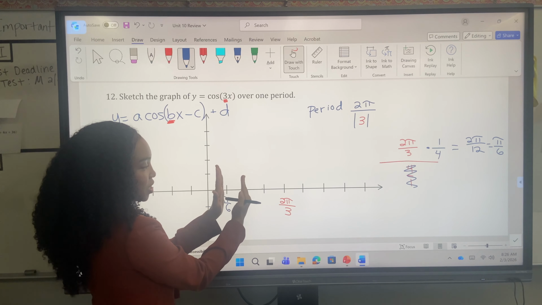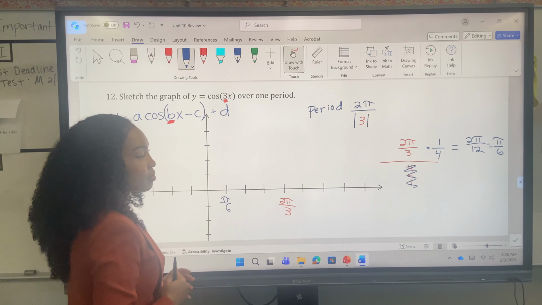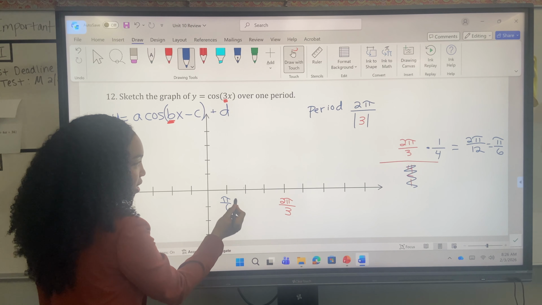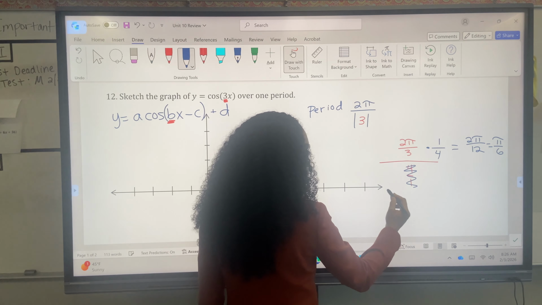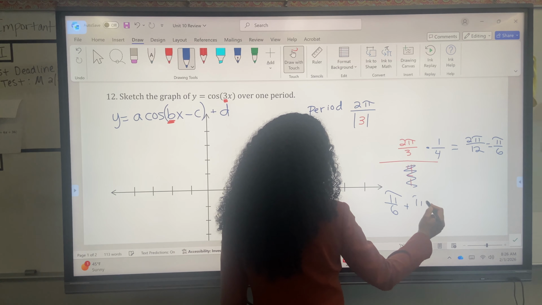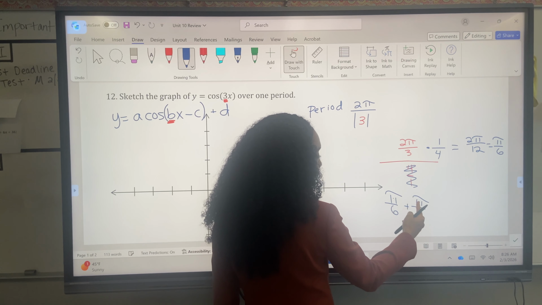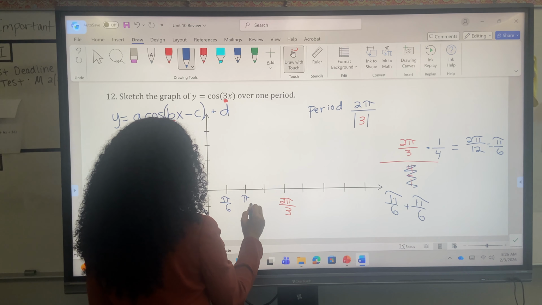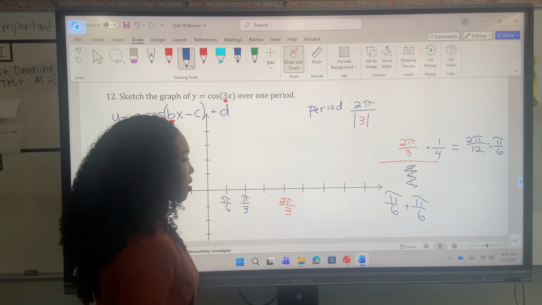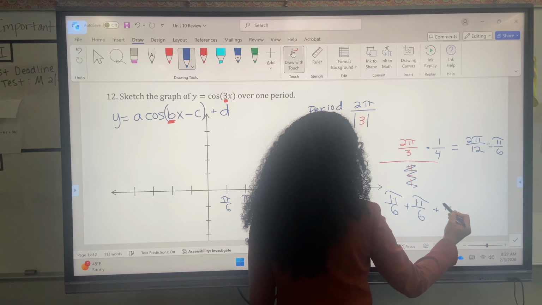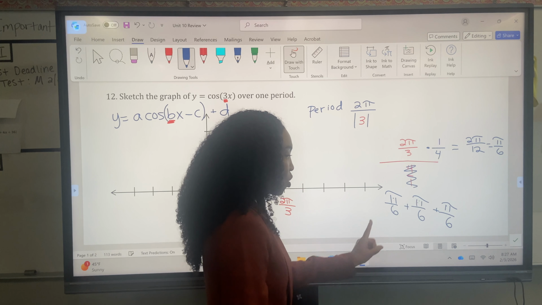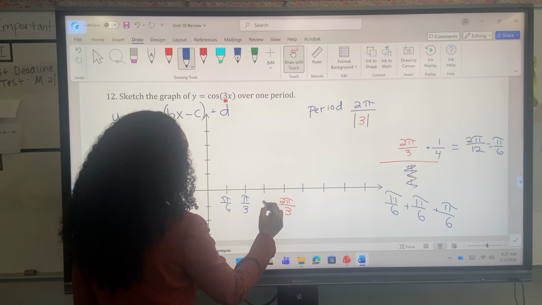Each little section is pi over 6. So I can add another pi over 6 to get to the second tick mark. So pi over 6 plus pi over 6, that's 2 pi over 6, which simplifies to pi over 3. And then you can add a third one. This is 1, 2, 3 pi over 6, which simplifies to pi over 2.